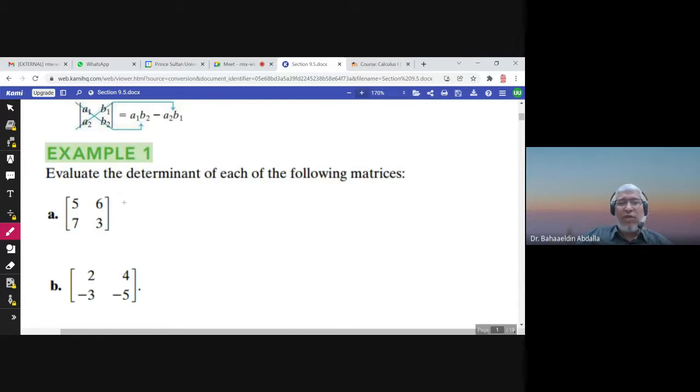So evaluate the determinant of each of the following. You write it like this. This is the determinant. And it is equal to 5 times 3, which is 15, minus 6 times 7, which is 42. And the answer is negative 27. So the determinant of this matrix is negative 27.